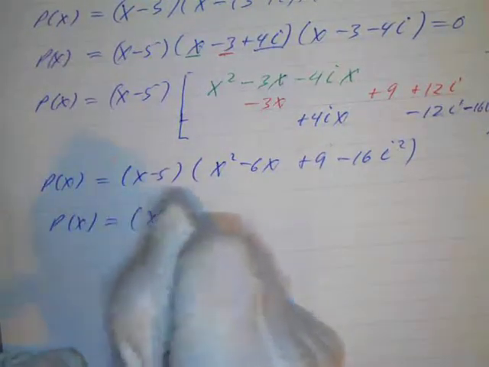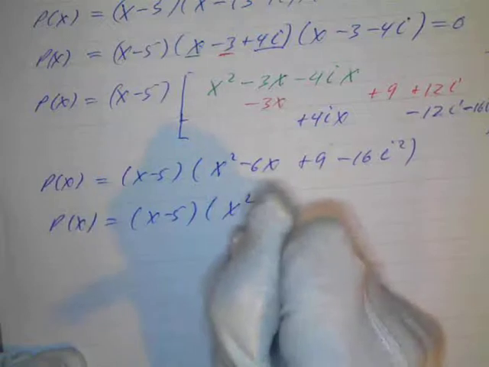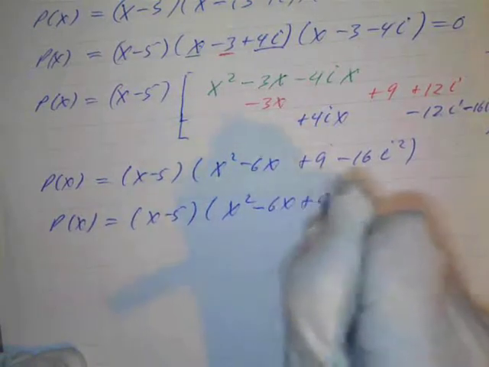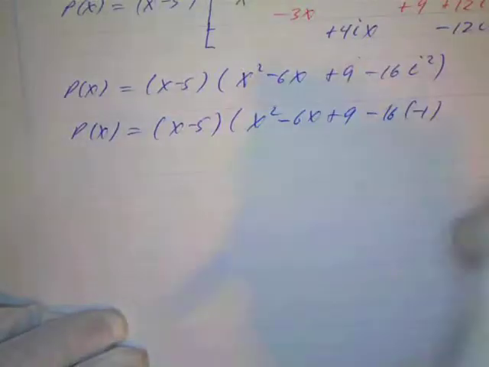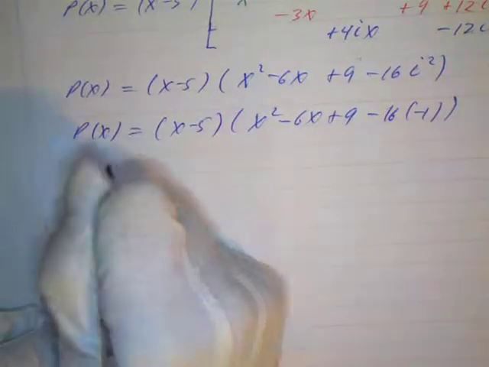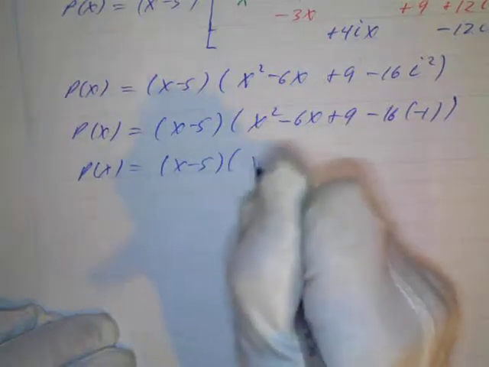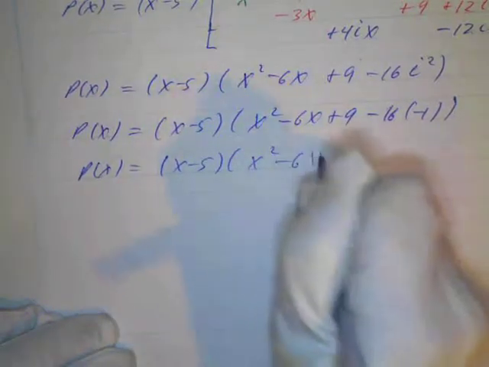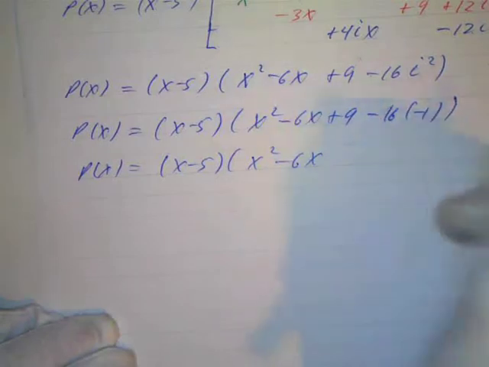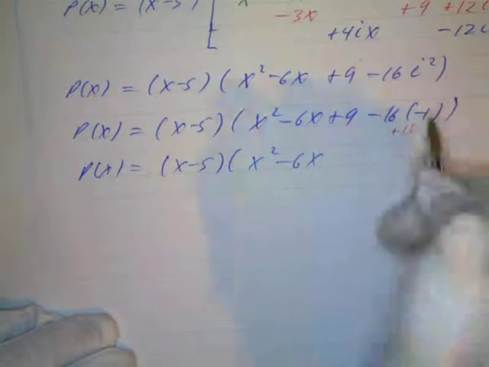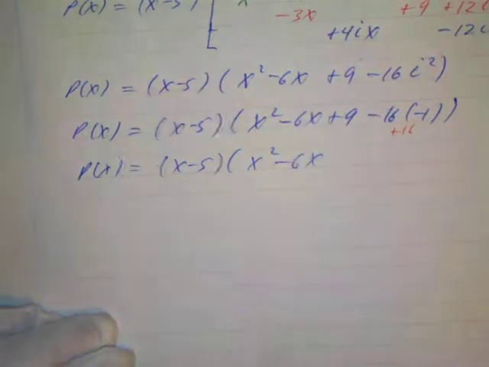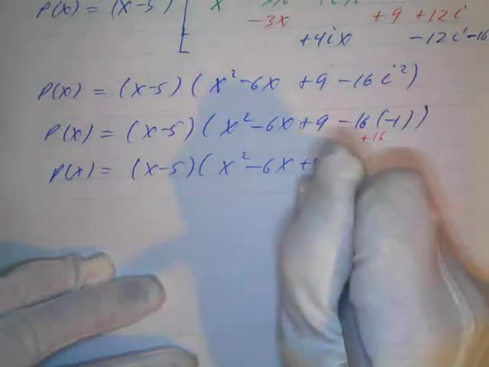Okay, so now I've got p of x equals x minus 5, and I've got x squared minus 6x plus 9, and what is i squared? That's negative 1. All right, so now I've got p of x equals x minus 5, and then I've got x squared minus 6x, and what's a negative times a negative? Positive, so this is going to be positive 16. I can write that down over here so you can see that. And what's 9 plus 16? 25, so we'll write plus 25.